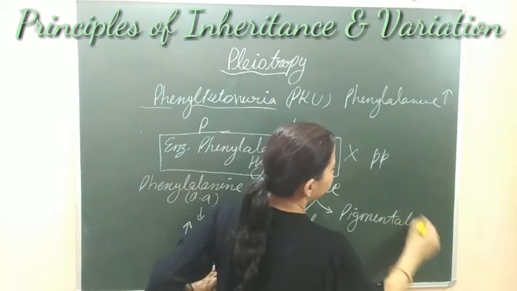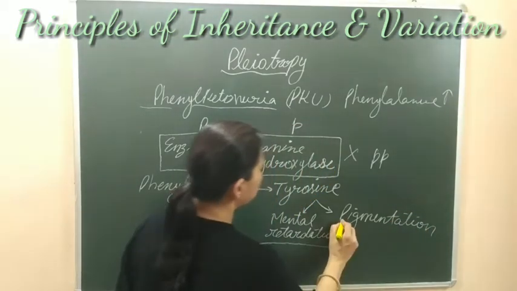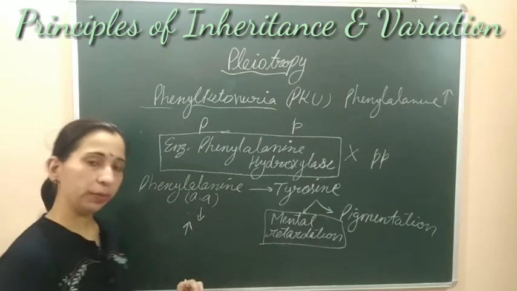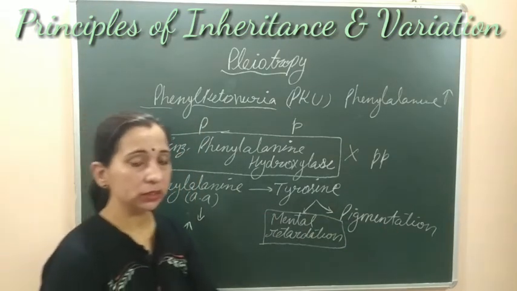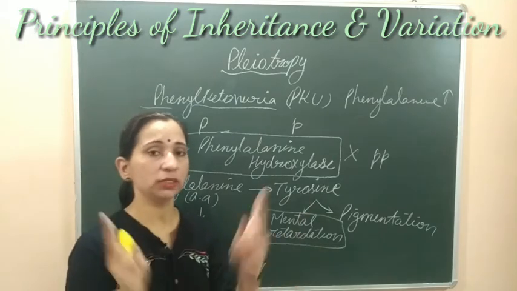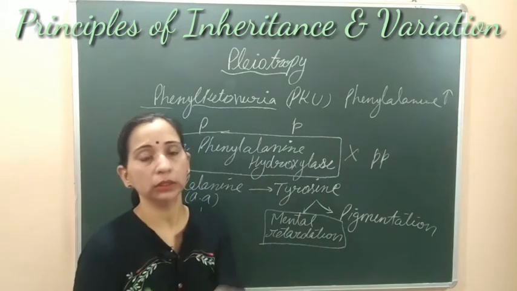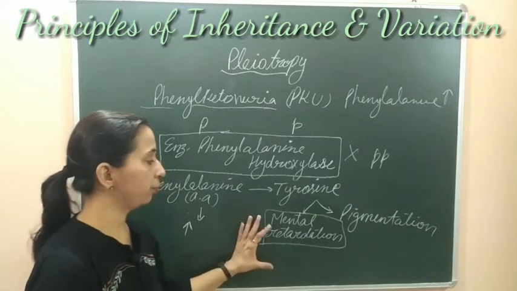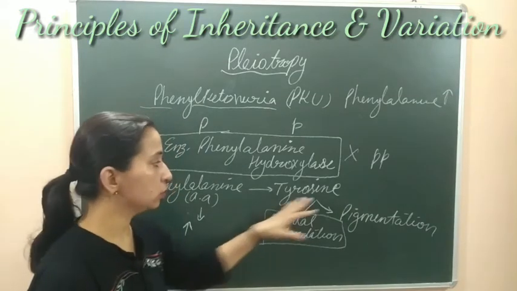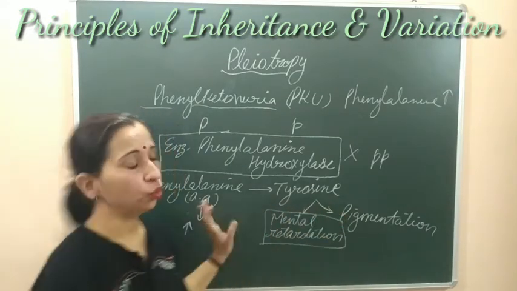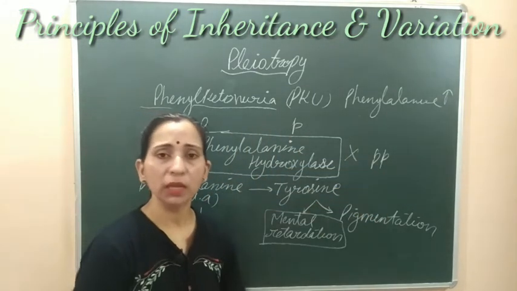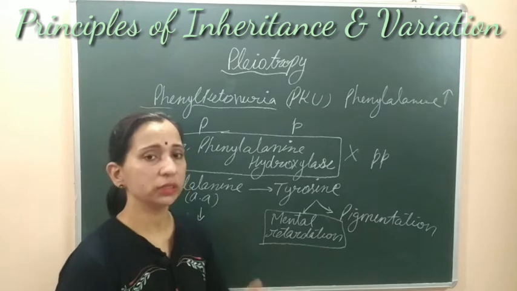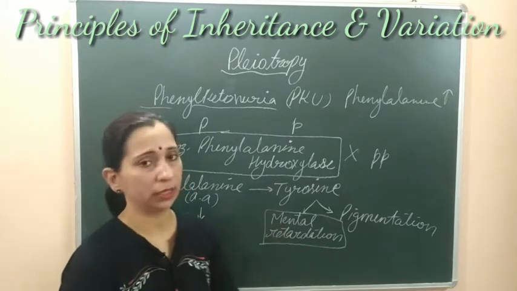Here this mental retardation will be the major effect of this gene, and the pigmentation will be the secondary effect of this gene. We have already discussed that in pleiotropy each gene has two effects. One is the major effect and another is the secondary effect. Here the major effect is mental retardation. When the tyrosine is not formed, the child who is suffering from this disease, who has this allelic condition, is not able to synthesize tyrosine, and will face mental retardation.